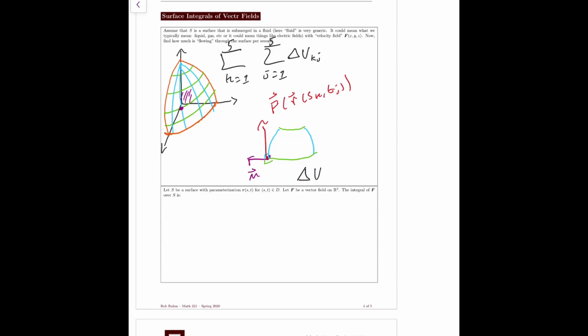So then delta V_kj is going to be equal to the following. f has a component that is parallel to n and a component that is perpendicular to n. The component that's perpendicular to n is like the part of the velocity vector that's flowing along the side of the surface, in other words, not coming through the surface. The part that is parallel to n is the part that's coming through the surface. So we only care about that part.